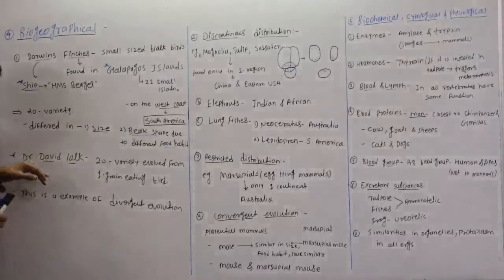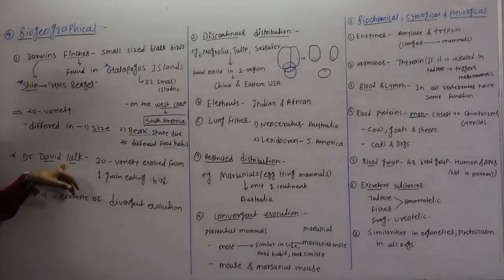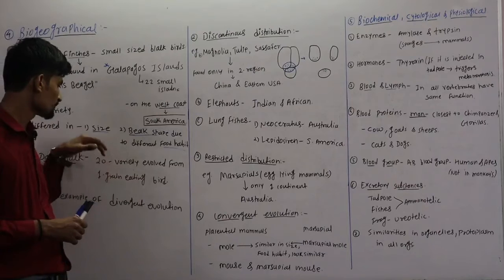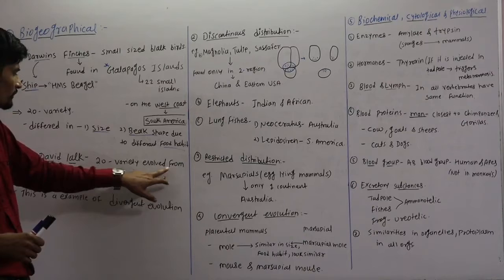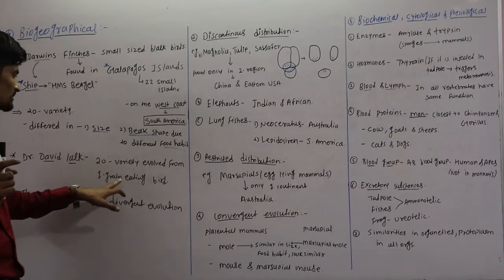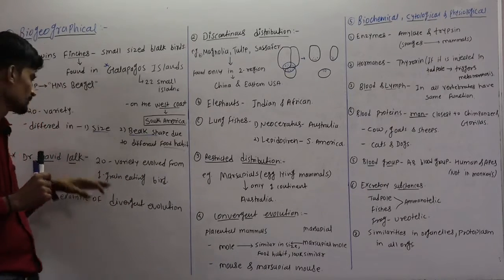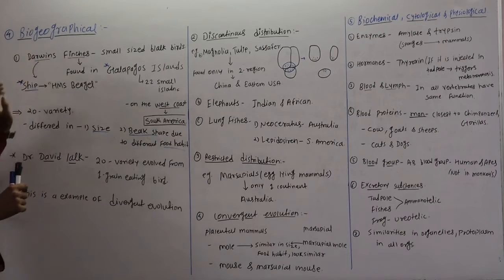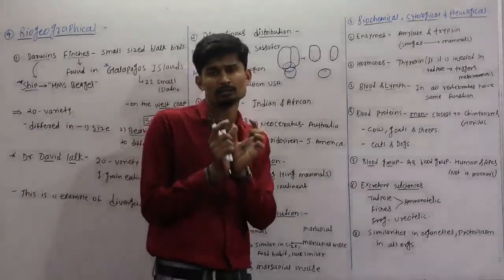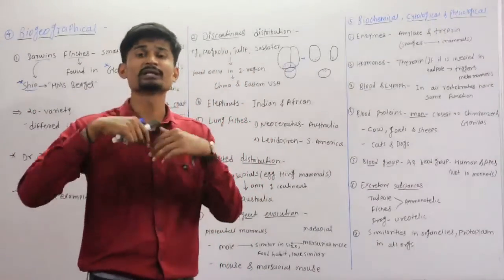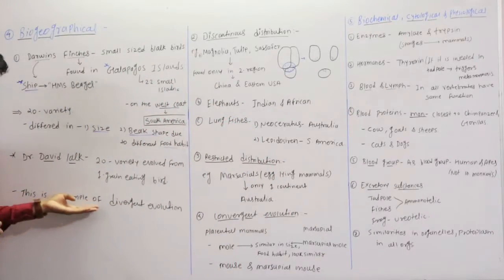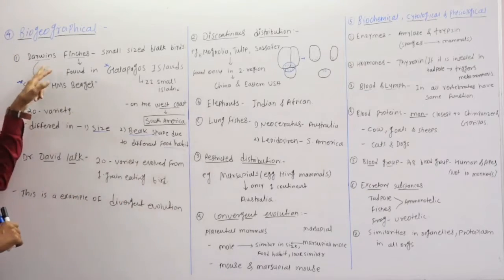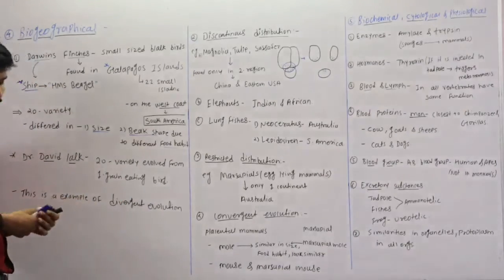At the same time Dr. David Lack proposed that these 20 varieties, that is Darwin's finches or small sized black birds, may have evolved from one single variety which is a grain eating bird. So this evidence, Darwin's finches, tells about evolution. From a single organism there is an evolution of 20 different varieties of birds. So this is an example of divergent evolution.